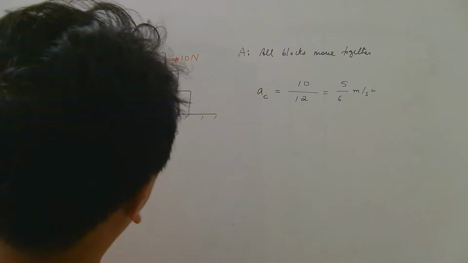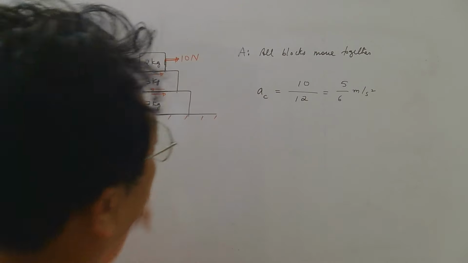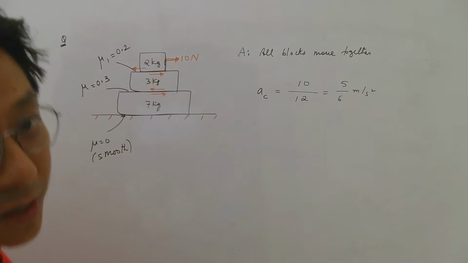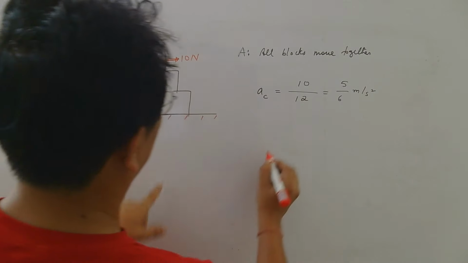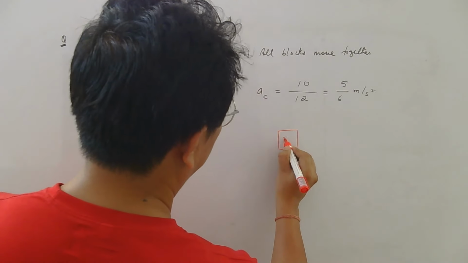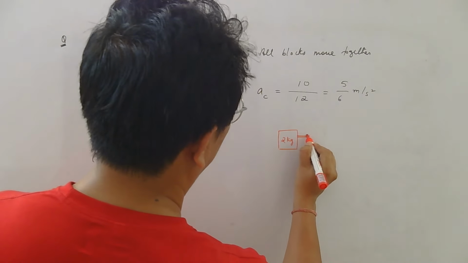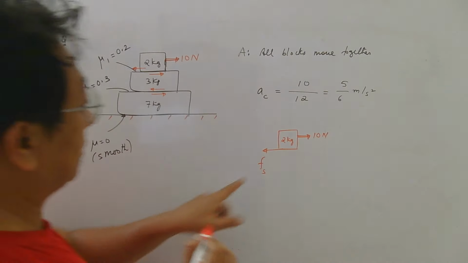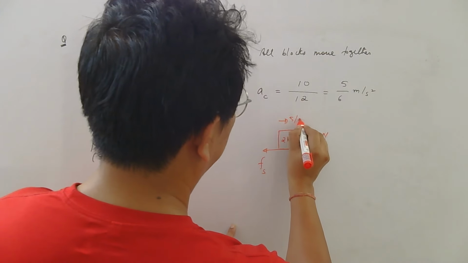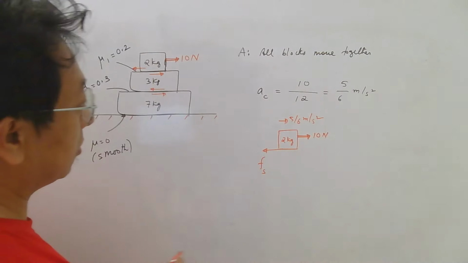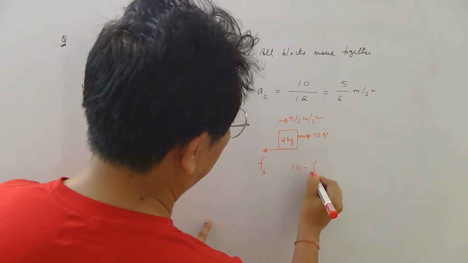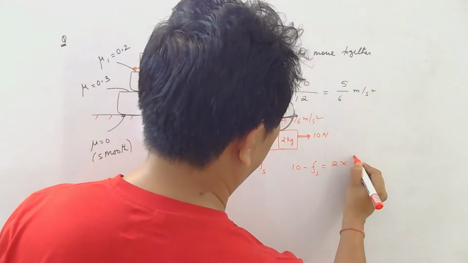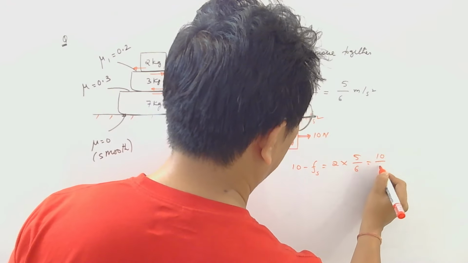Now, if I say all the blocks move together, then the acceleration will come 5 by 6. For that, I have to check whether friction here is static or not. So let us take this 2 kg block. Here a 10 Newton force is acting. Here static friction, we don't know. Acceleration should be 5 by 6 for all of them. So write Newton's law. Total force this side is 10 minus friction. Mass of the system is 2 into acceleration 5 by 6, so that will be 10 by 6.